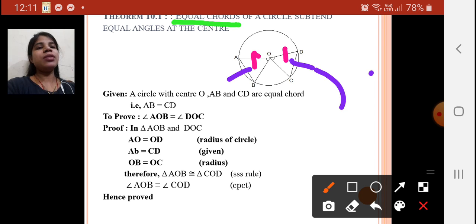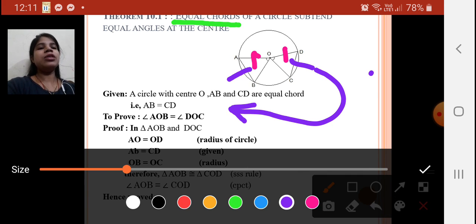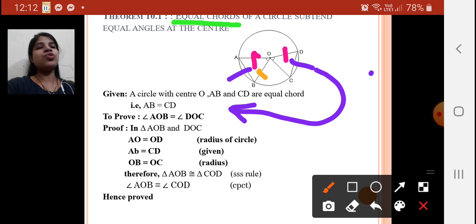It is already given that the chords of the circle are equal, so we have taken this from the given portion. And the third is OB equals OC. Why? Because it is also a radius of the circle. We have seen that the line that connects the center of the circle to any point of the circle is known as a radius of the circle.